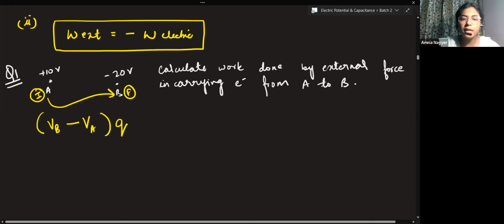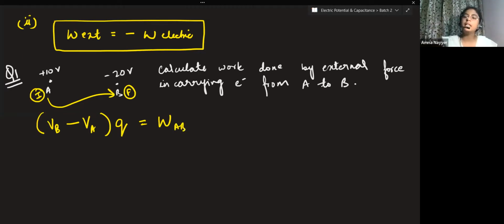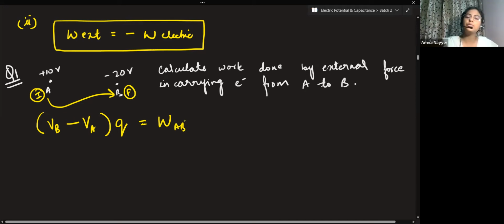multiplied by the charge gives you the work done in carrying charge from point A to B. This is how we calculate. Potential multiplied by charge gives you the work done. Now, VB is given to you as minus 20 volts, minus this sign, and VA is given to you as plus 10 volts.